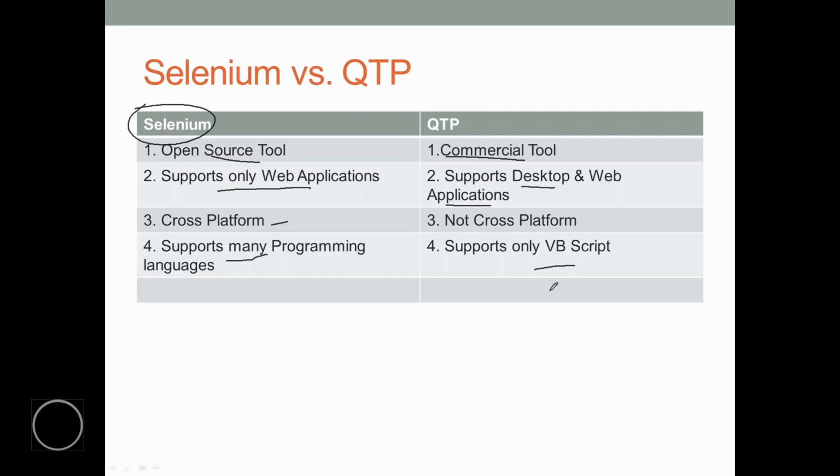Okay, in QTP we talk about something called descriptive programming. In descriptive programming, you can write certain code. If you want to write the code, for that you'll have to use VB script. That is what we call descriptive programming. But there is only one language which is supported for that.